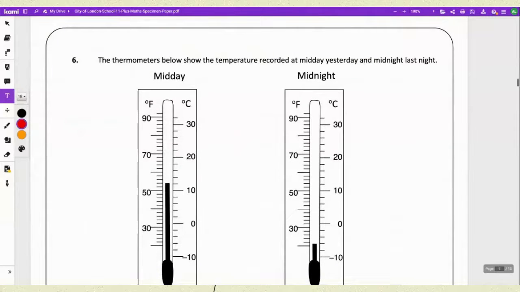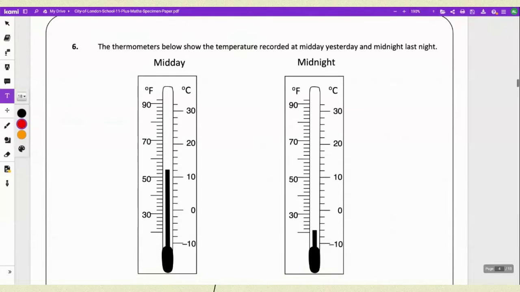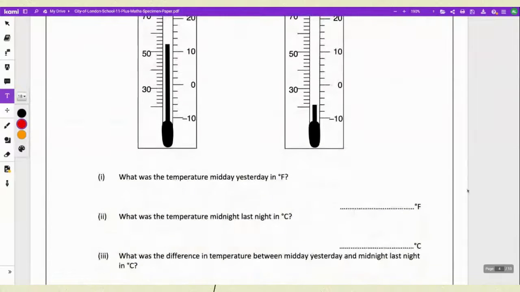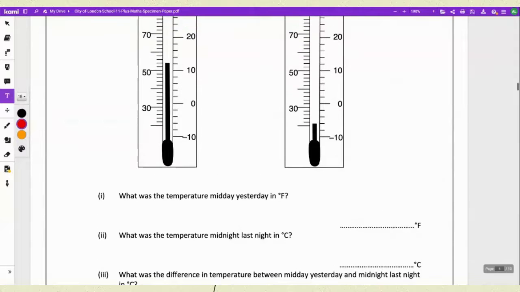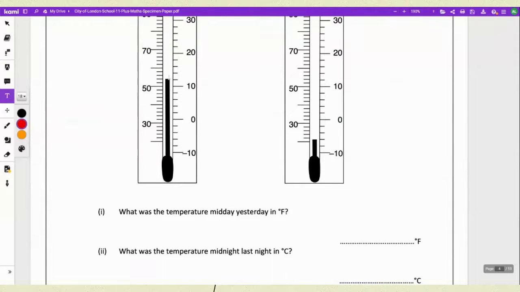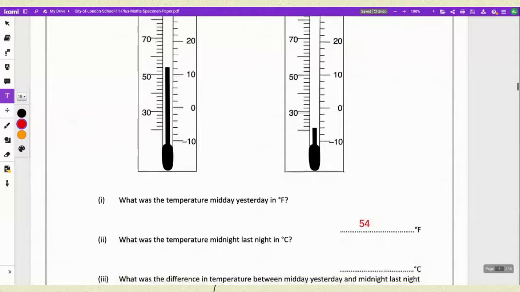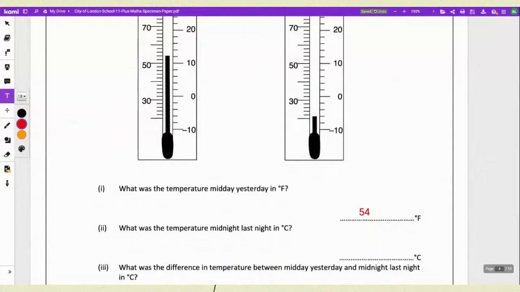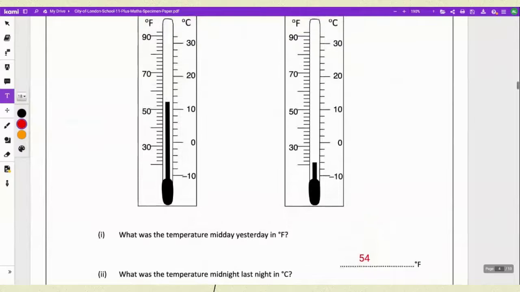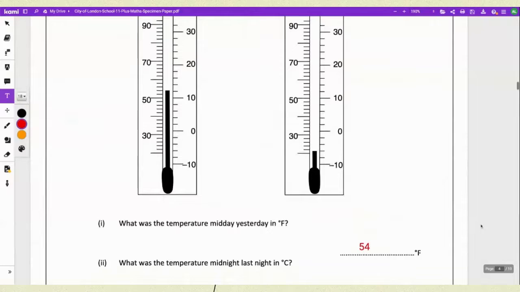Number 6 is they're telling you the thermometer below shows the temperature recorded at midday yesterday and midnight last week. So you have to find what was the temperature at midday yesterday. Okay, so we are looking at this one here. If you look at this one, that goes to 54. And the next is, what was the temperature at midnight last night in C. If you look at this one, we are looking at this one now. So it goes to -6.